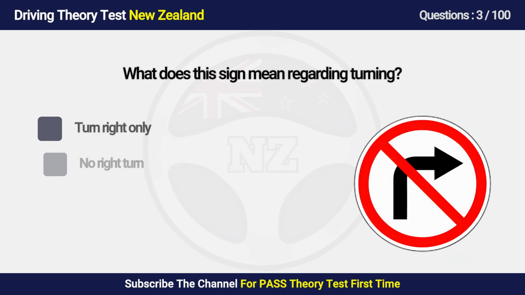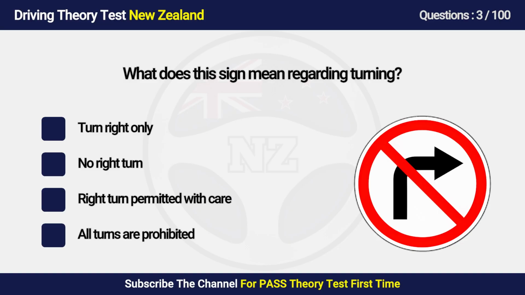Question 3. What does this sign mean regarding turning? A. Turn right only. B. No right turn. C. Right turn permitted with care. D. All turns are prohibited.